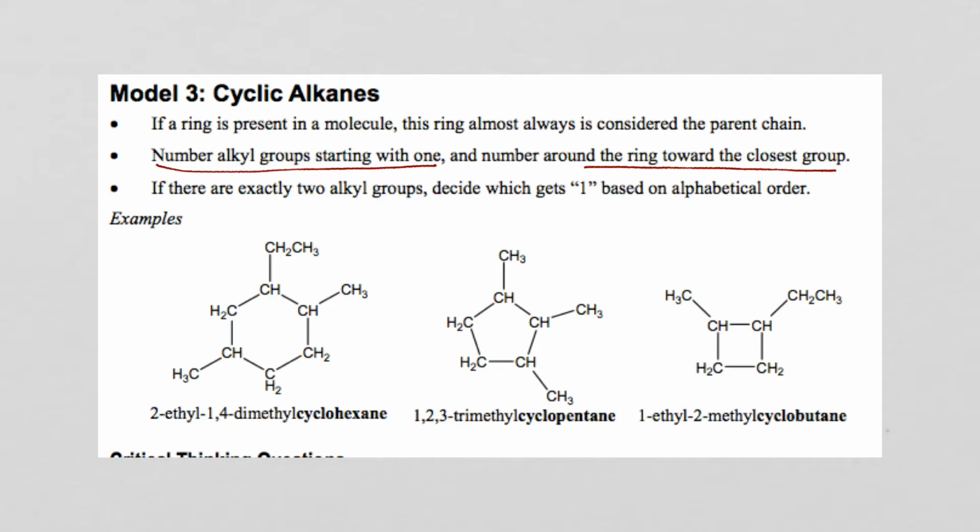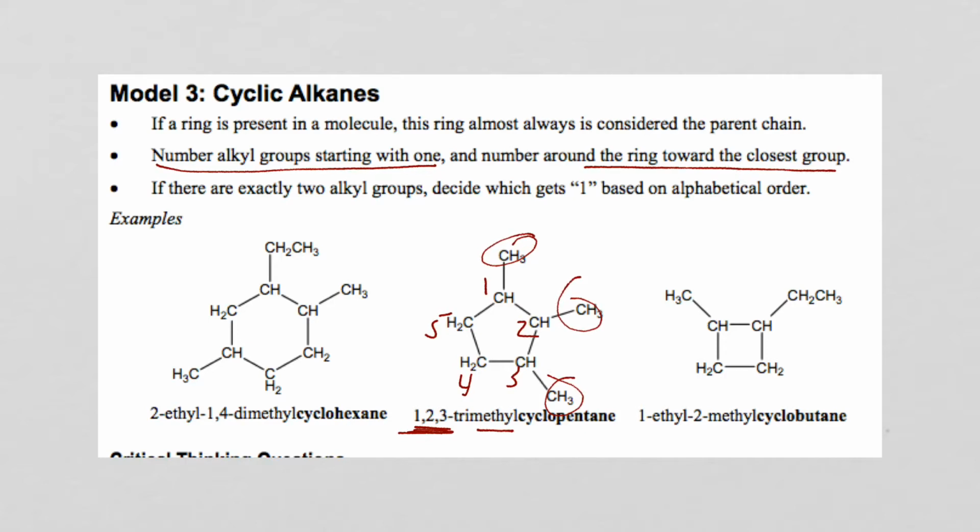We've got three methyl groups, and if we can start on either one, we're going to number them 1, 2, 3, and if we had stuff, we'd number the rest of the carbons that way. To do that, we're going around the ring towards the closest group, so that means they're going to have the lowest numbers right there. So it's 1,2,3-trimethylcyclopentane.